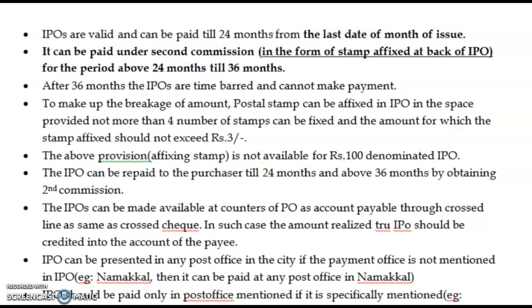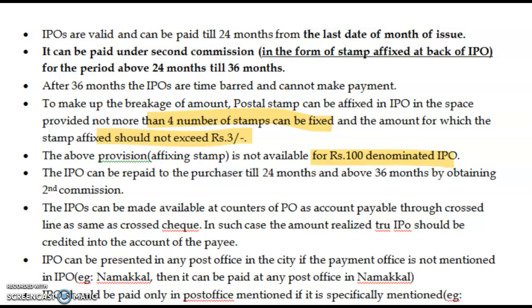To make up the breakage of the amount needed, postage stamps can be affixed on the IPO in the space provided, and in such a scenario, not more than 4 stamps can be affixed, and the amount for which the stamps are affixed should not exceed ₹3. Clearly, please note that no more than 4 stamps can be affixed, and the stamps affixed should not exceed ₹3. Okay, the above provision is not available for the 100 rupees denominated IPO.